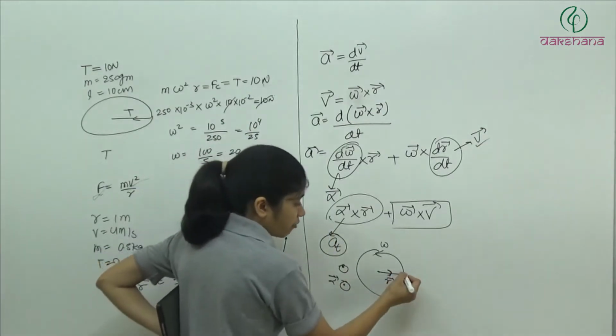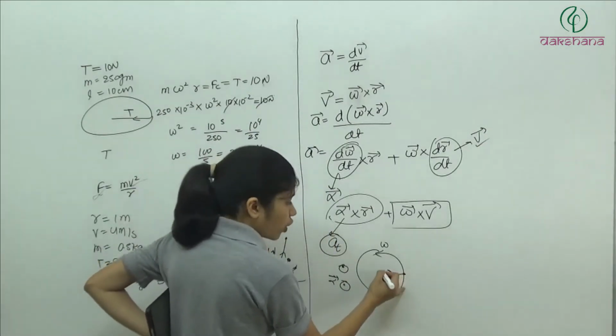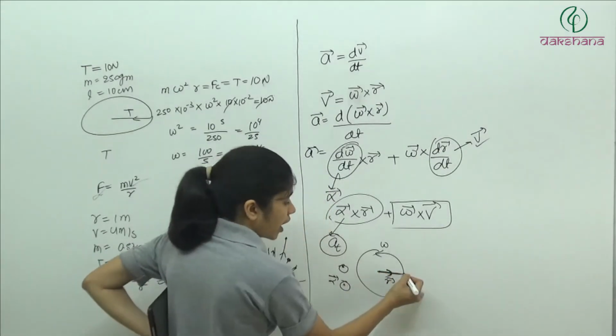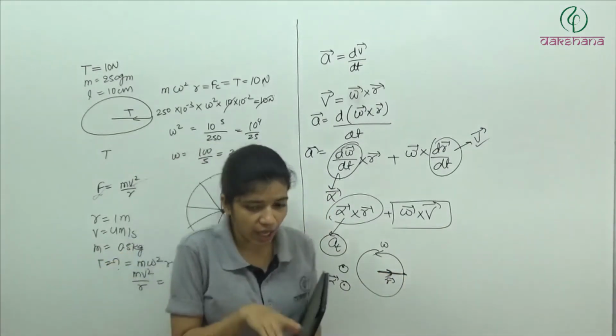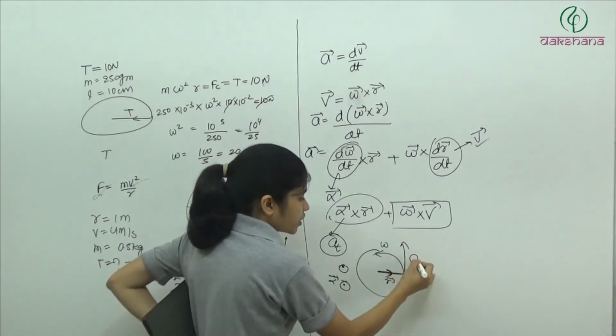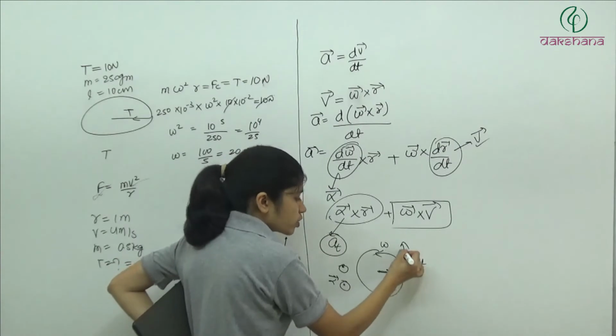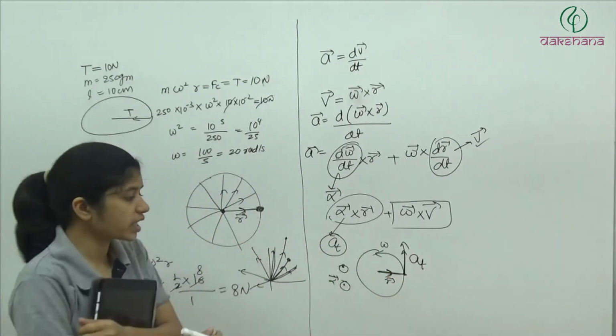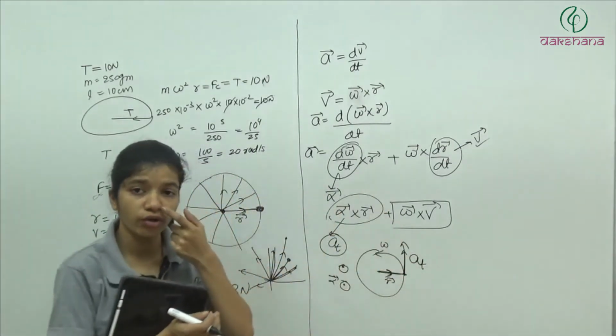And how does this come out, if we are finding it at this point? So r is in this direction, alpha is in this direction. So I did alpha cross r. How did it come? Upward. So a tangential is in this direction and velocity is also in this direction. So basically it is going to increase the magnitude of velocity.